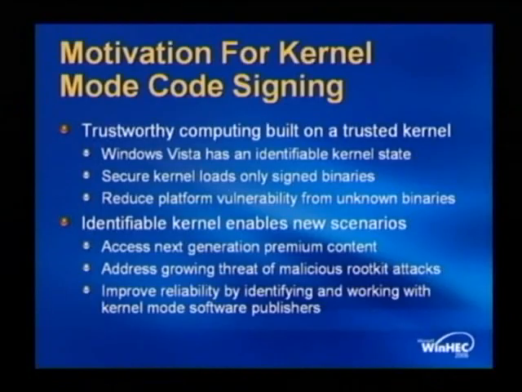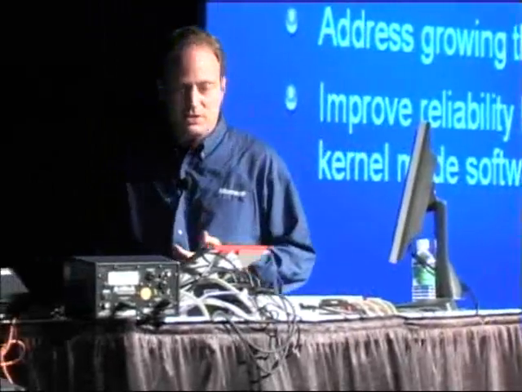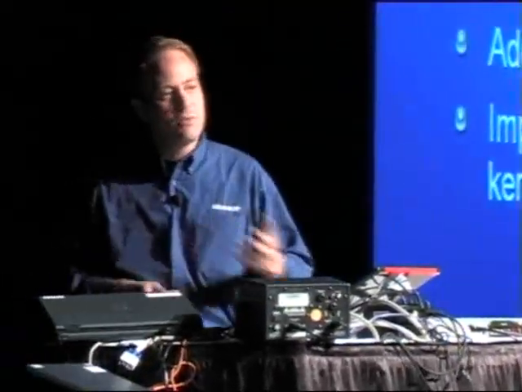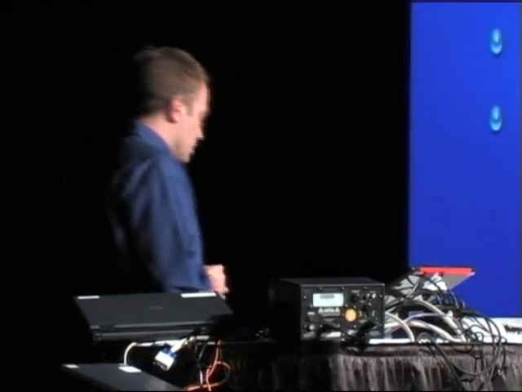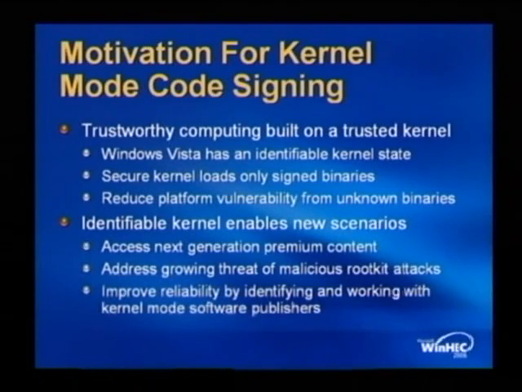Kernel signing. Windows Vista introduces mandatory code signing for 64-bit platforms. We believe it is mandatory and required so we can have what we call an identifiable kernel state. We know exactly what binaries are loaded into the kernel. It can help us reduce platform vulnerabilities from unknown binaries that are loaded into the kernel. Now, the fact that we have an identifiable kernel state helps us enable new scenarios.